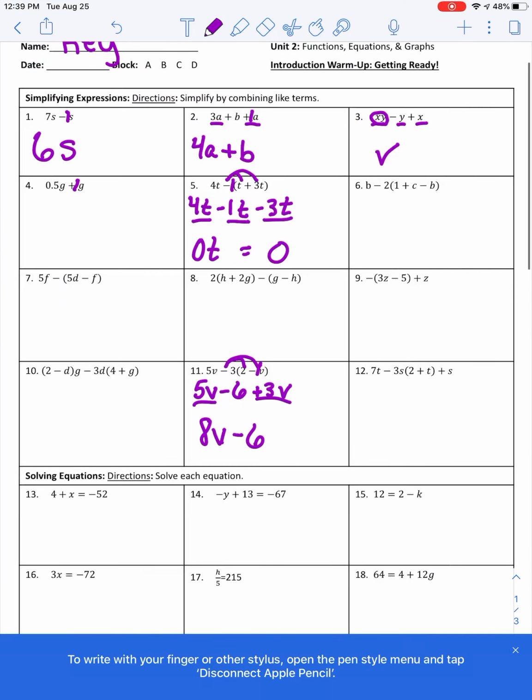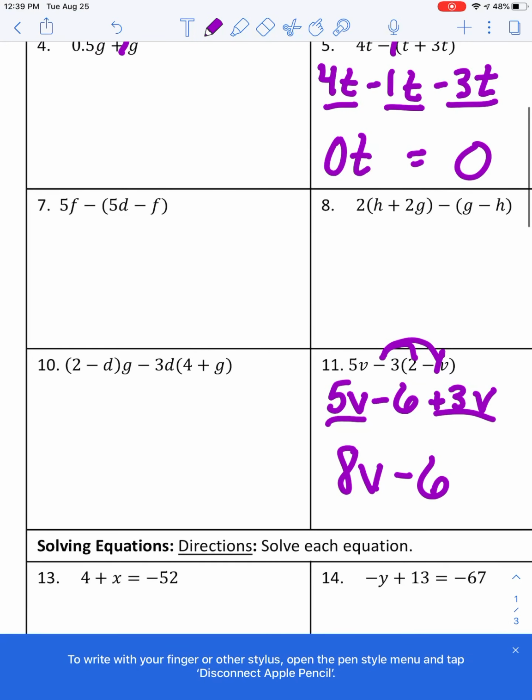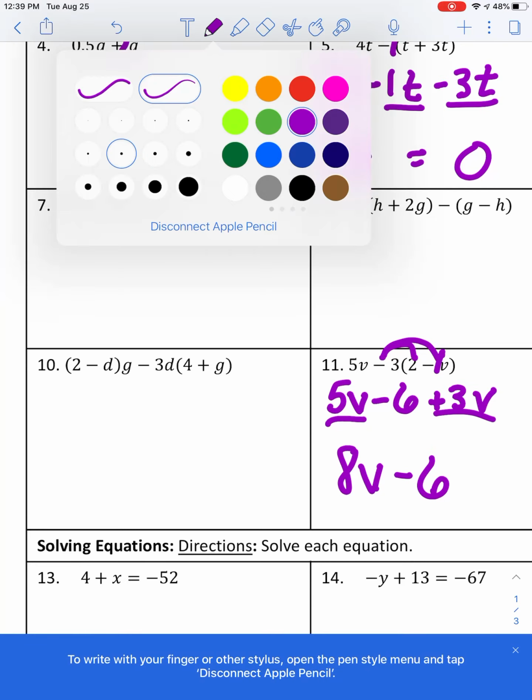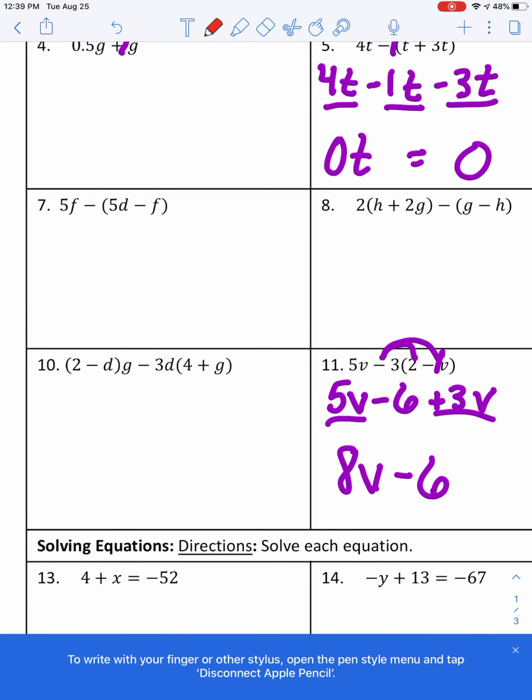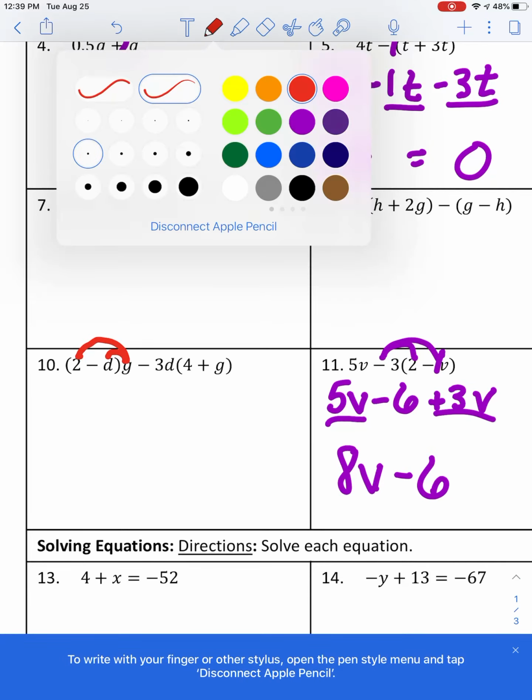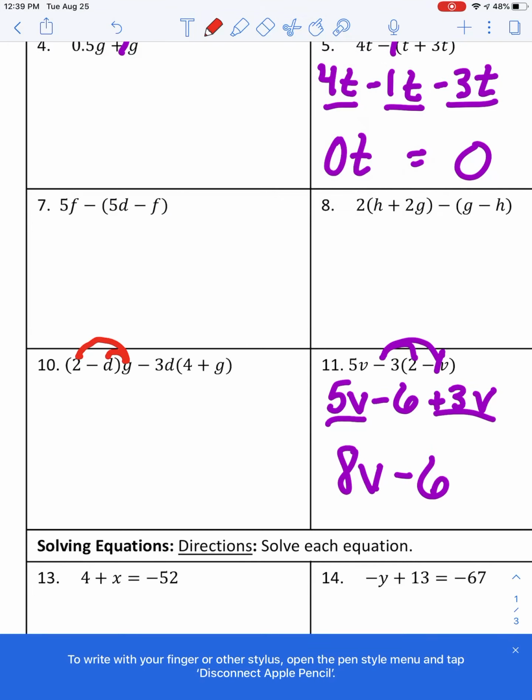Scrolling through, I'm trying to see if there's any that would be beneficial. Probably I'll do number 10 with you and let you do the rest. We need to distribute this g. It is in a weird spot, so what I'm going to do is color code this. I don't like that the g's in the back of the parentheses, but you can backwards distribute like this. So let's take care of that first. I want to see if I can make this a little smaller. Good, I sure can. That'll help you be able to see it.